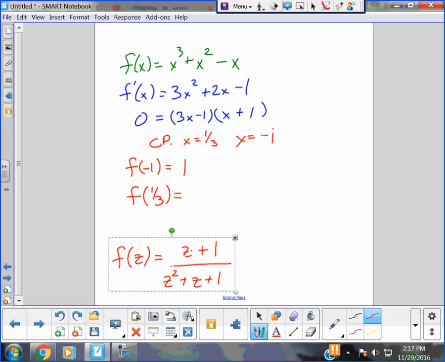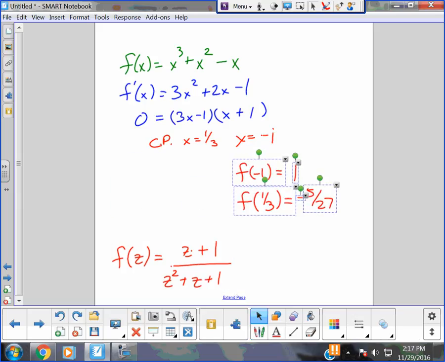Gosh, I hate fractions. 1/27 plus 1/9 is 4/27, minus 9, it's negative 5/27. Icky. Just for fun, I'm going to show you how quick we can do this. Now, what do we know about the derivatives at those points? We know they're 0. So here we go.